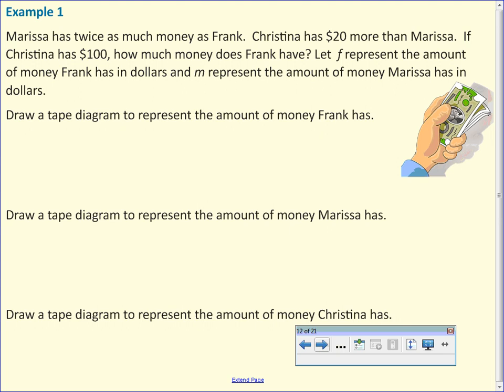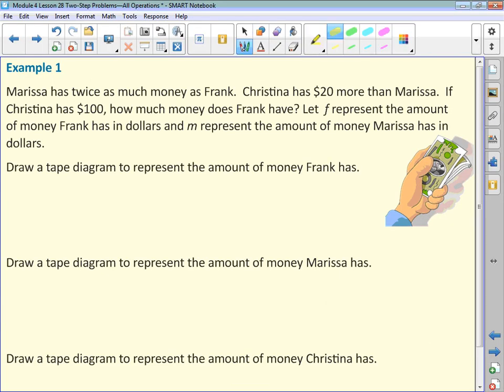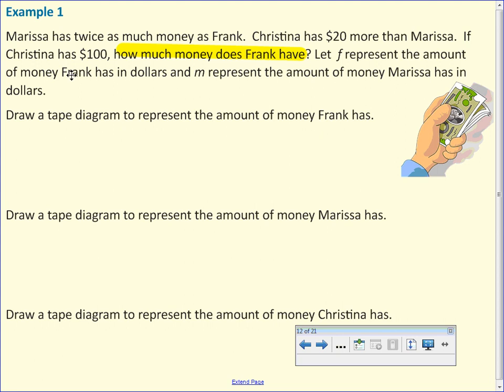What are we trying to find out? What do we want to know? How much? What are we trying to figure out? Help them out. Yep, how much money does Frank have? That's what we want to know. So let's figure out how much Frank has. What do we know? Frank, how are we going to represent what Frank has? F, exactly. So here, F, that's what Frank has.